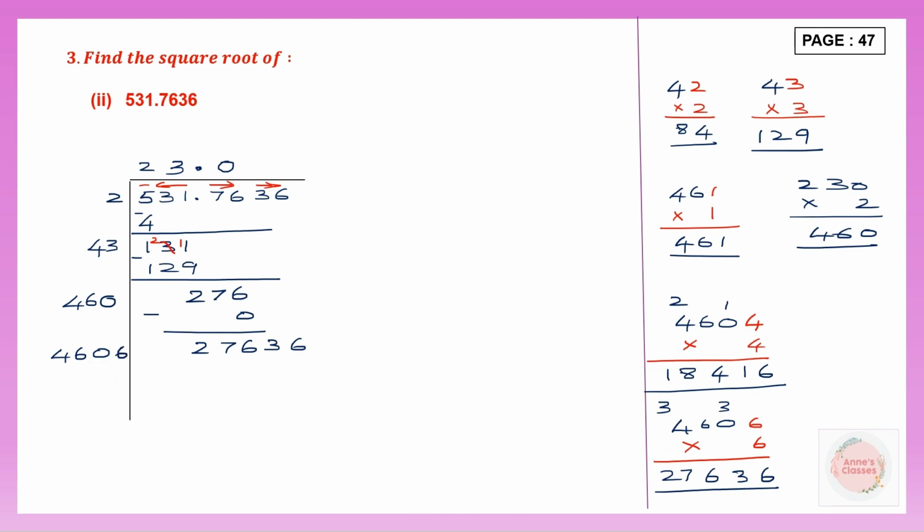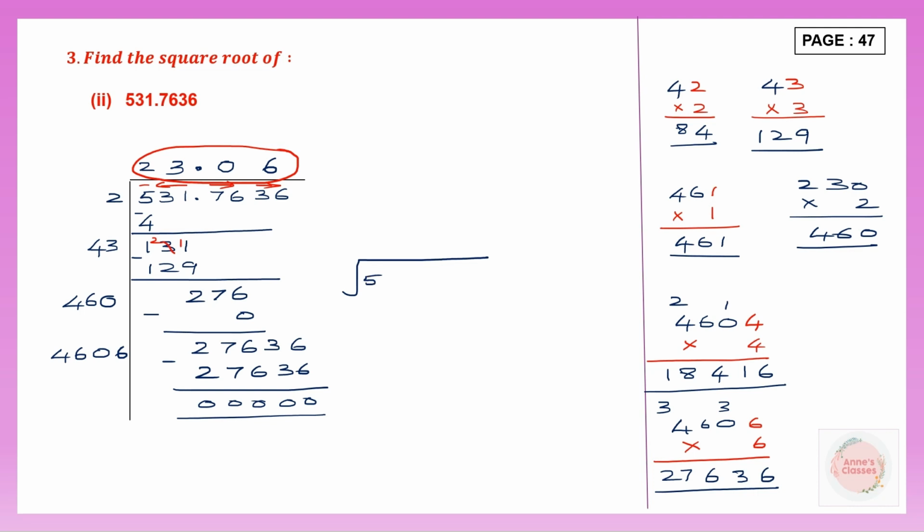So now what is our number? 4,606. Multiply it by 6. We get 27,636. And now when you subtract, you get 0. So we have found our answer, which is the quotient 23.06. So we have found the square root of 531.7636, that is 23.06. So this is our final answer.